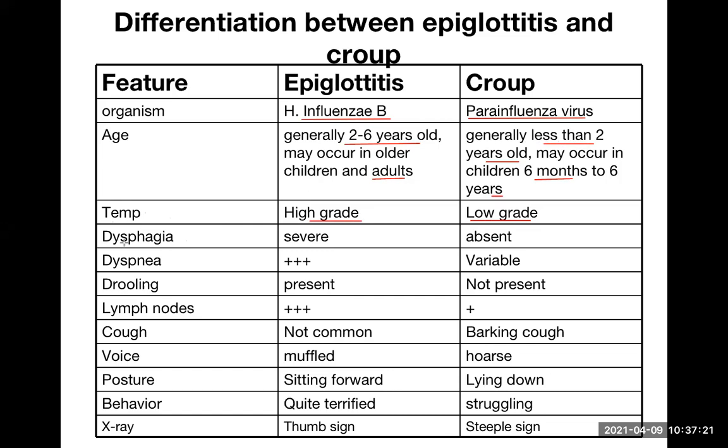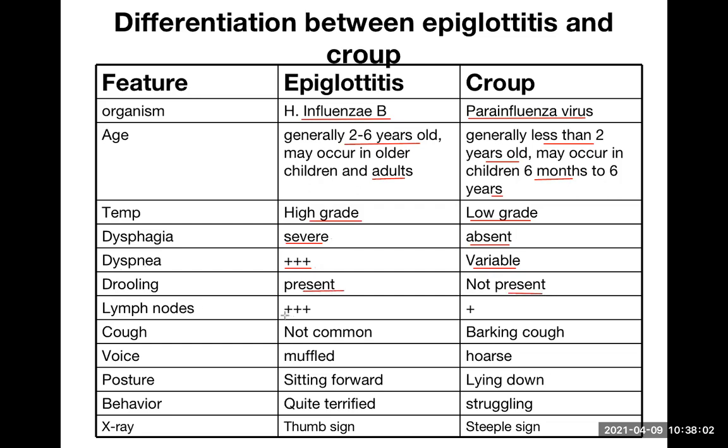Dysphagia, meaning difficulty in swallowing, is severe in the case of epiglottitis. There is drooling of saliva because the child cannot even swallow his or her own saliva. Whereas in croup, dysphagia is absent. Important point. Dyspnea, or difficulty to breathe, is very severe in epiglottitis. And it is quite variable in croup. Some babies may have severe dyspnea, some may have very mild dyspnea, and some may not be dyspneic at all. So it is quite variable. Drooling is present, and it is not present in croup.